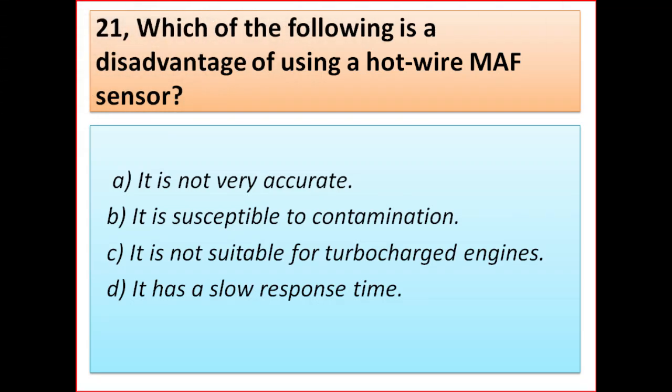21. Which of the following is a disadvantage of using a hot wire MAF sensor? A. It is not very accurate. B. It is susceptible to contamination. C. It is not suitable for turbocharged engines. D. It has a slow response time.